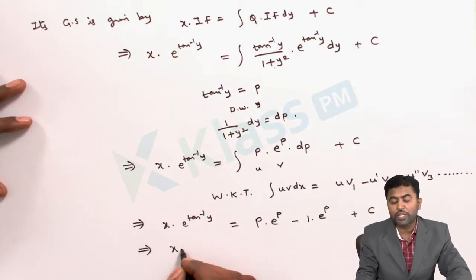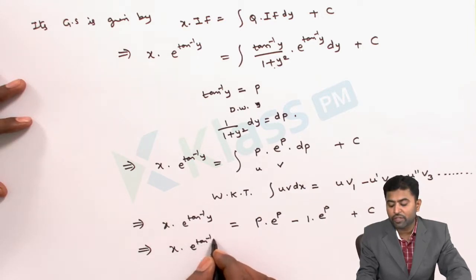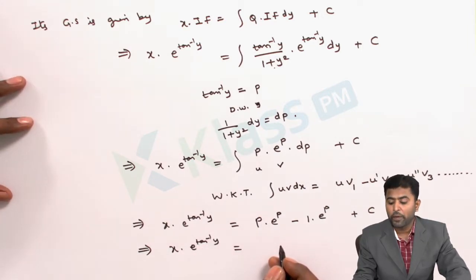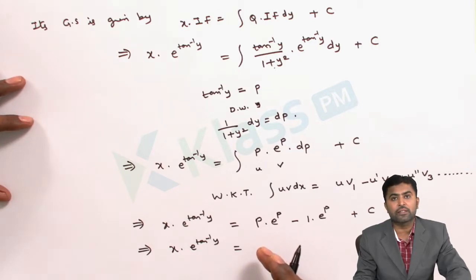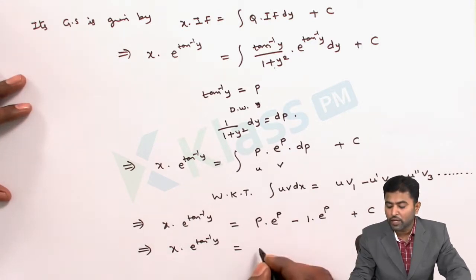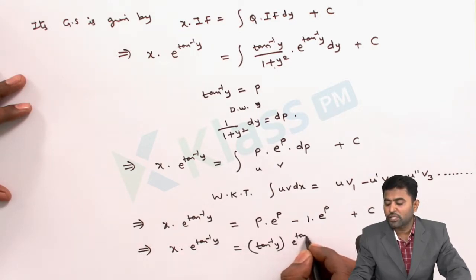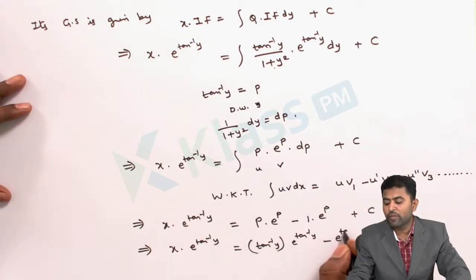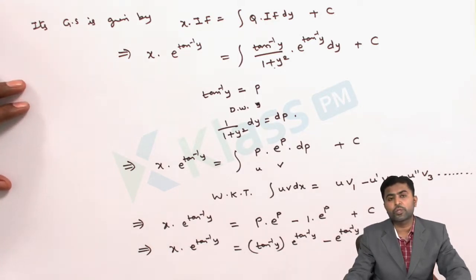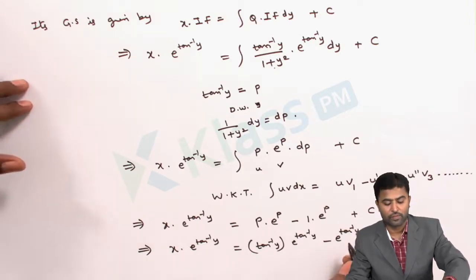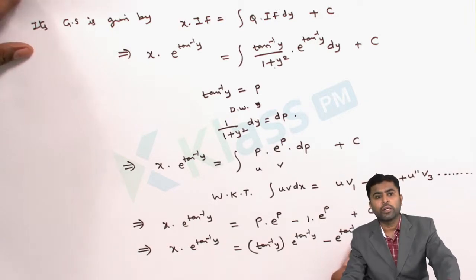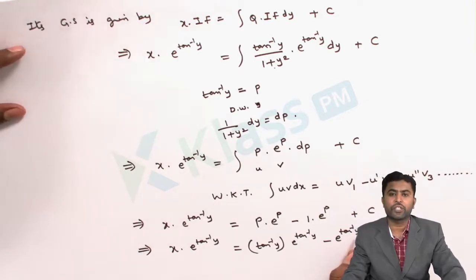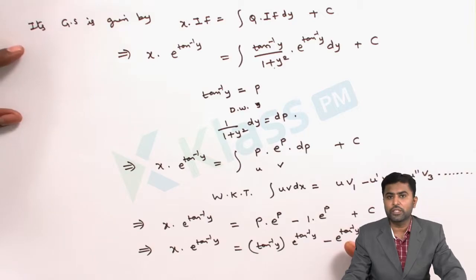Then the general solution is x · e^(tan inverse y) = p · e^p − e^p + c. We have taken the substitution p as tan inverse y, so I'll replace it back. So I get x · e^(tan inverse y) = tan inverse y · e^(tan inverse y) − e^(tan inverse y) + c, which is the solution of the given linear differential equation in x. Similarly, we have to solve the problems based on linear differential equations in y and in x.